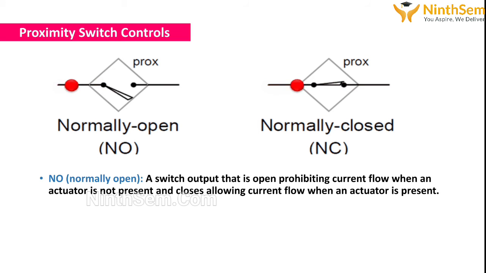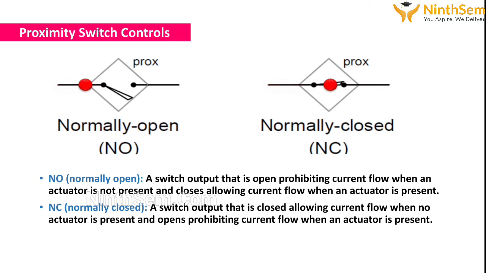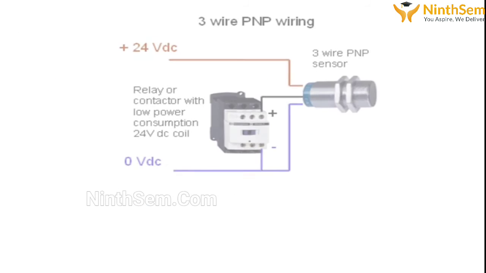First, what is normally open? A switch output that is open, prohibiting current flow when the actuator is not present, and closes, allowing current flow when an actuator is present. Then what is normally closed? A switch output that is closed, allowing current flow when no actuator is present, and opens, prohibiting current flow when an actuator is present.